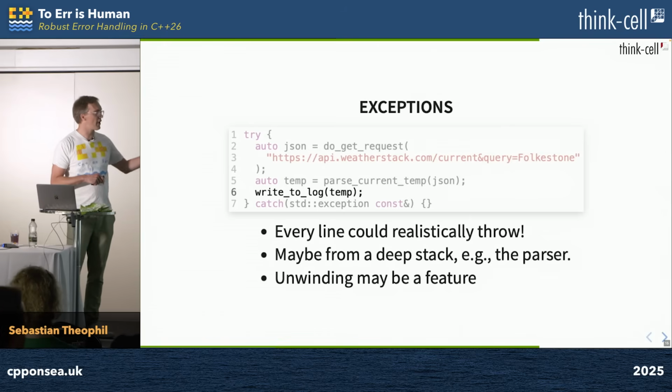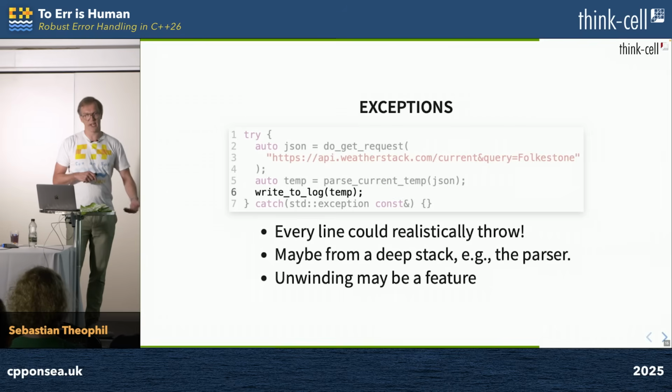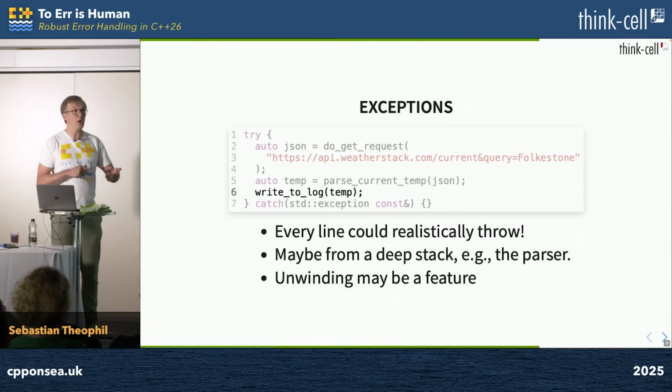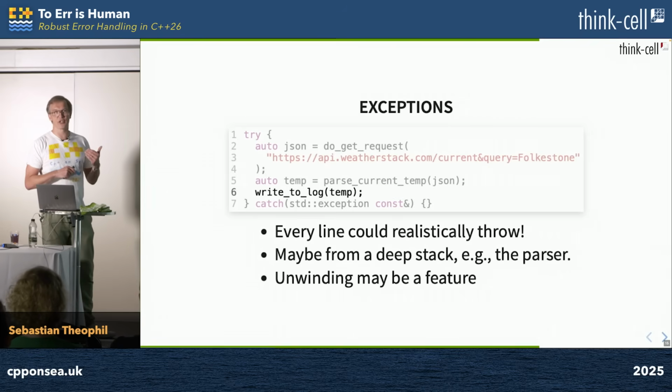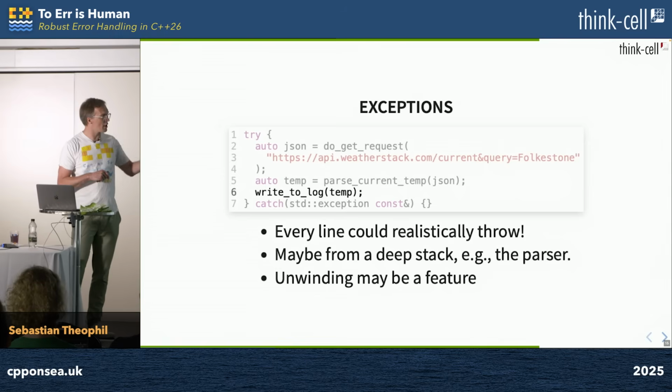And these things may fail. Think about the parser, for example. They might fail very deep in some stack trace. So the unwinding of the exception here is actually a feature that makes the life of the library developer for the JSON parsing easier. And I would argue it makes my life easier as well.